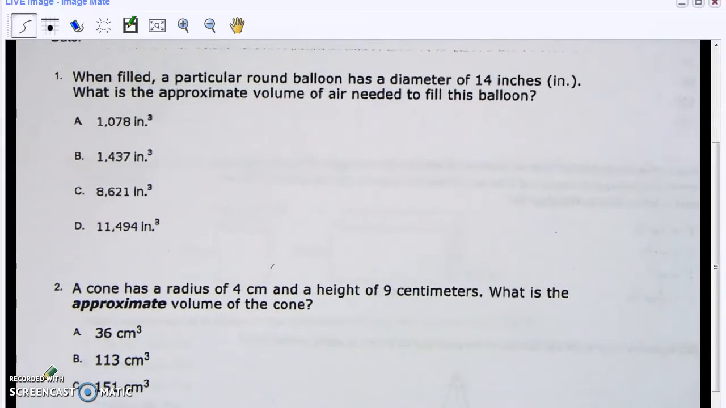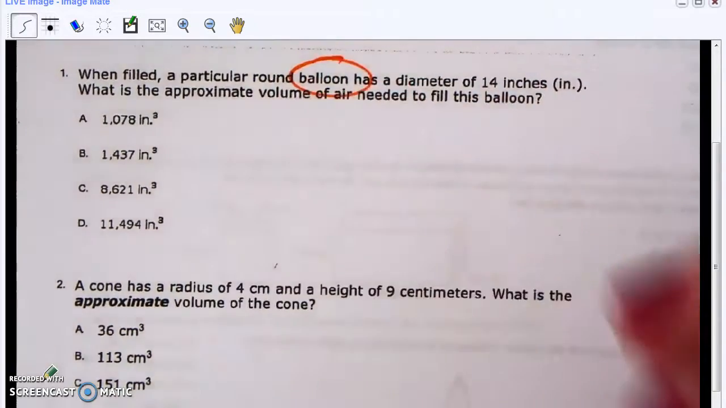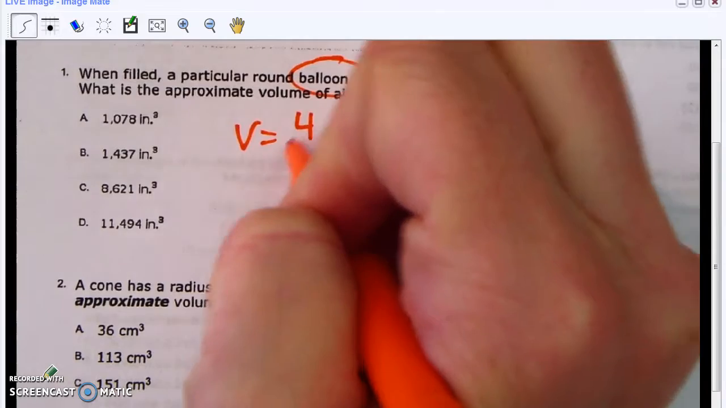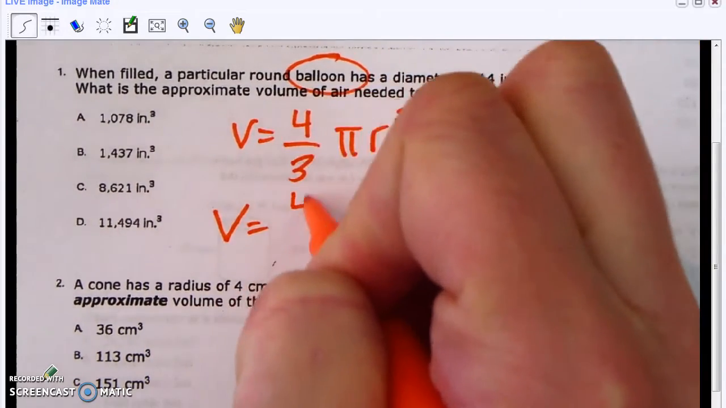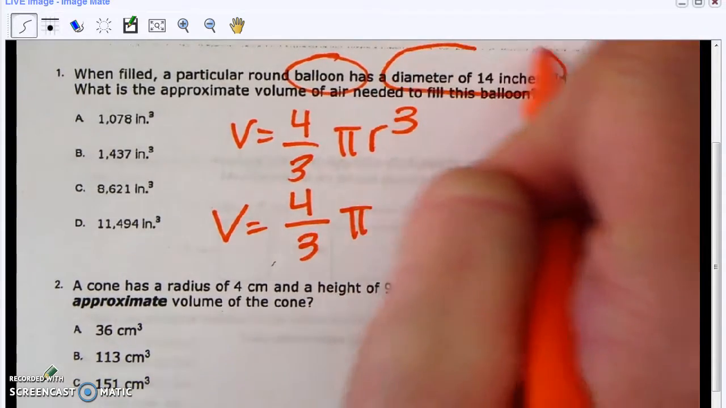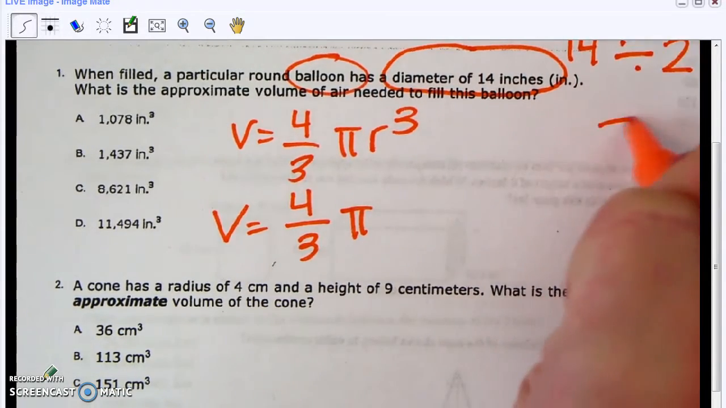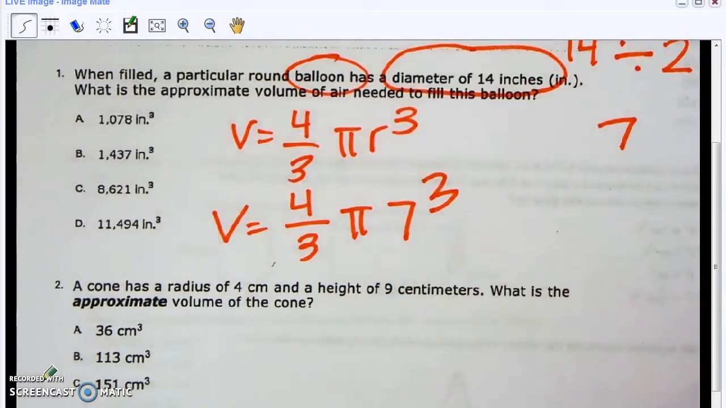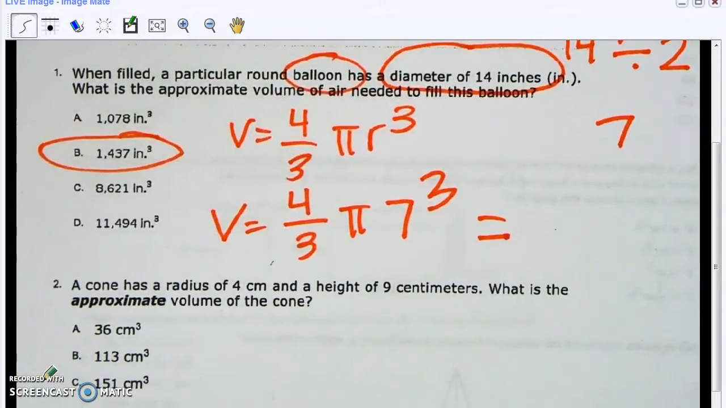Number 1, when filled, a particular round balloon has a diameter of 14 inches. What is the approximate volume of the air needed in this balloon? I know that a balloon is a sphere, so I'm going to use the formula 4/3 pi r cubed. The diameter is 14 inches, which means the radius is going to be 7. So I'm going to fill in 7, and I get B.